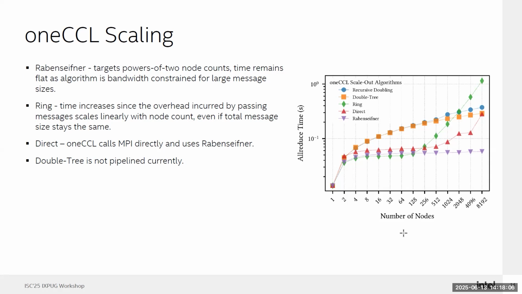The green one is the ring, and as expected, after 256 nodes, you can see that as you double the number of nodes, the average time also increases. The other options are double tree and recursive, and they seem to perform similarly, with longer latency than Raven-Sapner or direct. But after 2K nodes, they perform better than the ring algorithm. The double tree right now is not pipelined, so once the optimization is applied, it will perform better than what we see now.